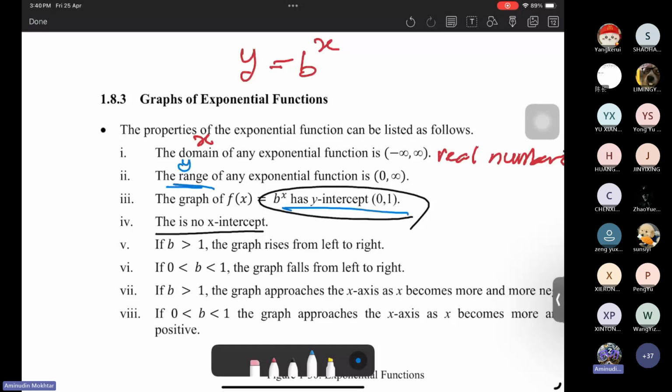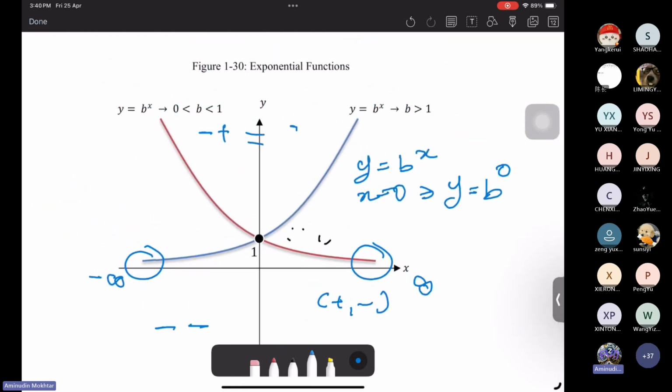Okay, now we are talking about the value of b, the base of the exponent. Okay, if the value of b is greater than 1, what we can say here is that the value of b is greater than 1.